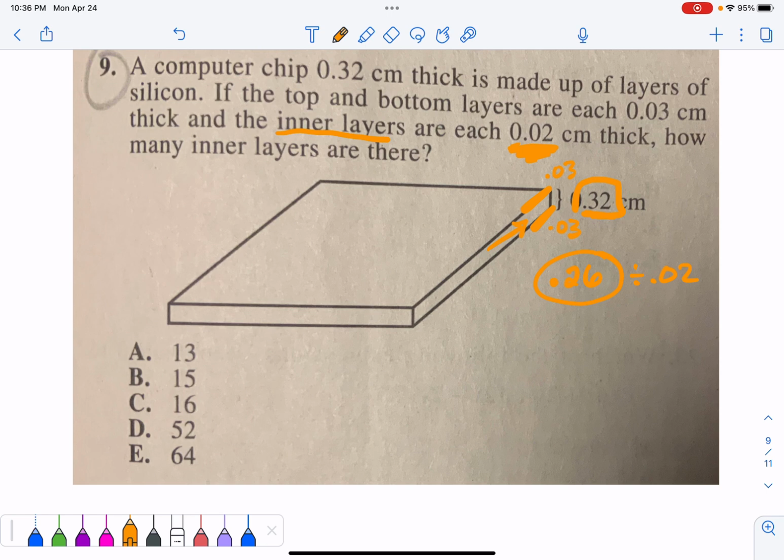This is another way of saying, if I just move the decimal 2 places over, 26 divided by 2, which is another thing I can do in my head without a calculator. 26 divided by 2 is 13. I'm going to have 13 layers in there.